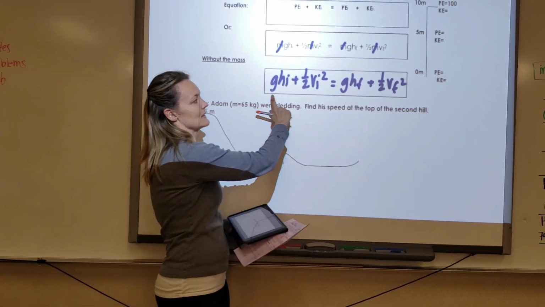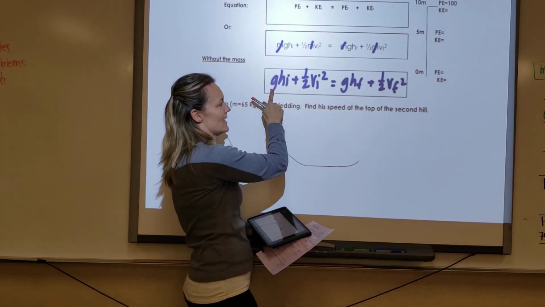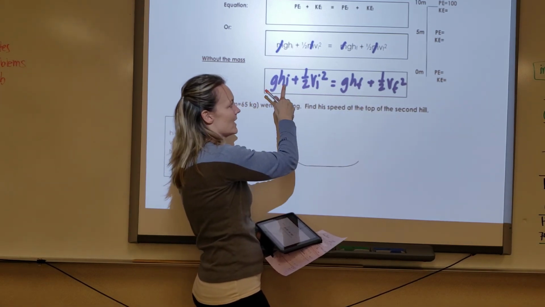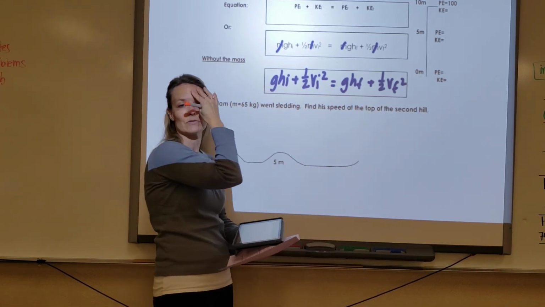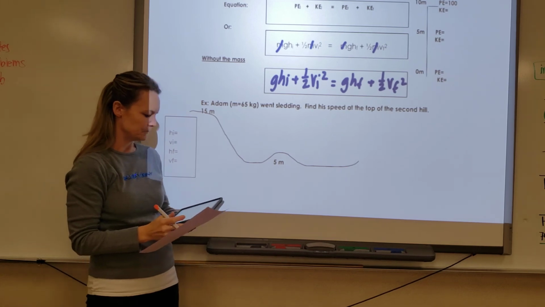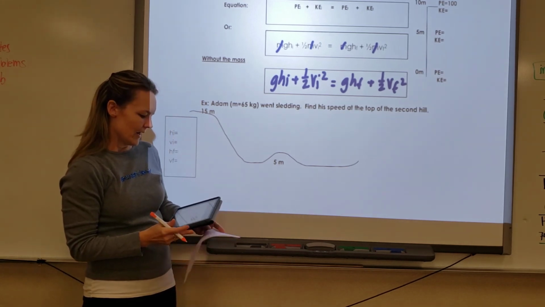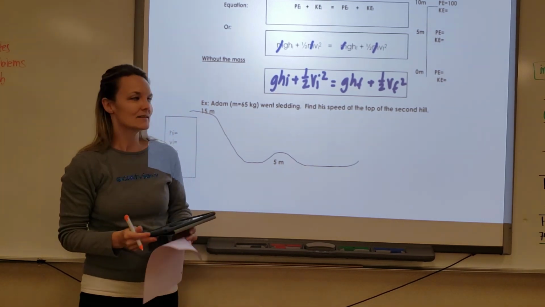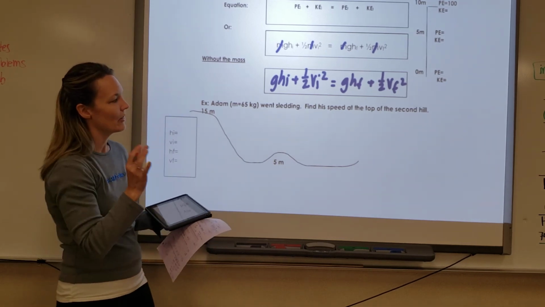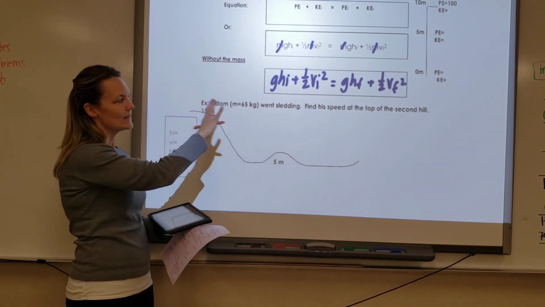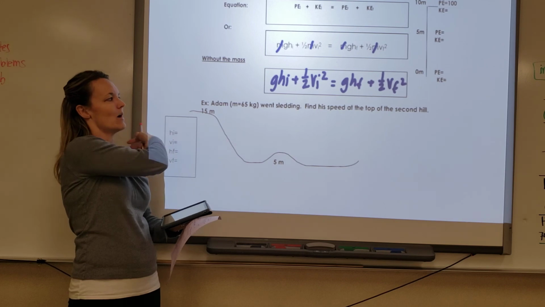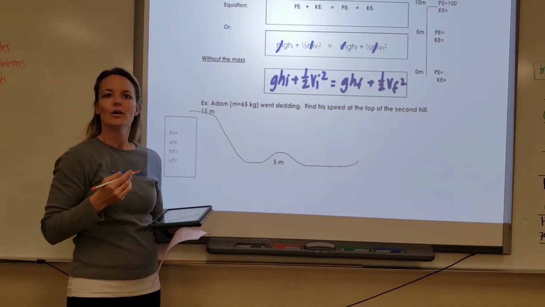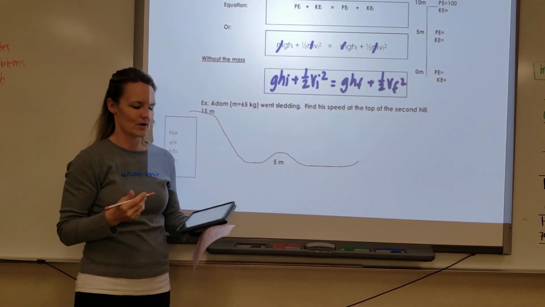You cannot cancel out anything else. Notice, not everything has gravity, not everything has height, not everything has velocity. The rest of the stuff has to stay. All right, how do we use this equation? So as we work our way through, once we plug in numbers to our conservation of energy, we will use that equation to solve for an unknown.